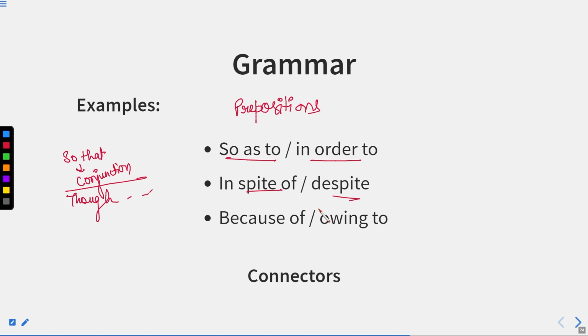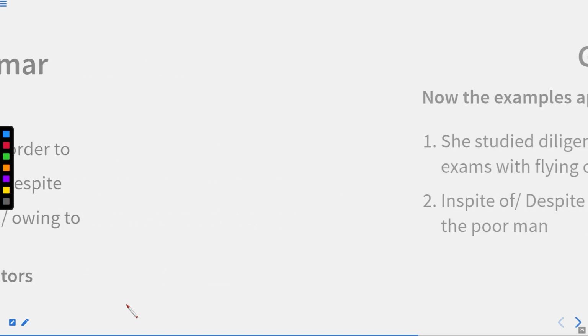Whereas with despite, we cannot have any preposition after it. Because of, owing to, now these are prepositions, whereas because, since, as, those were conjunctions. Now here we'll join those two sentences with the help of prepositions, not conjunctions. Now you will see the difference in the structure in these sentences.